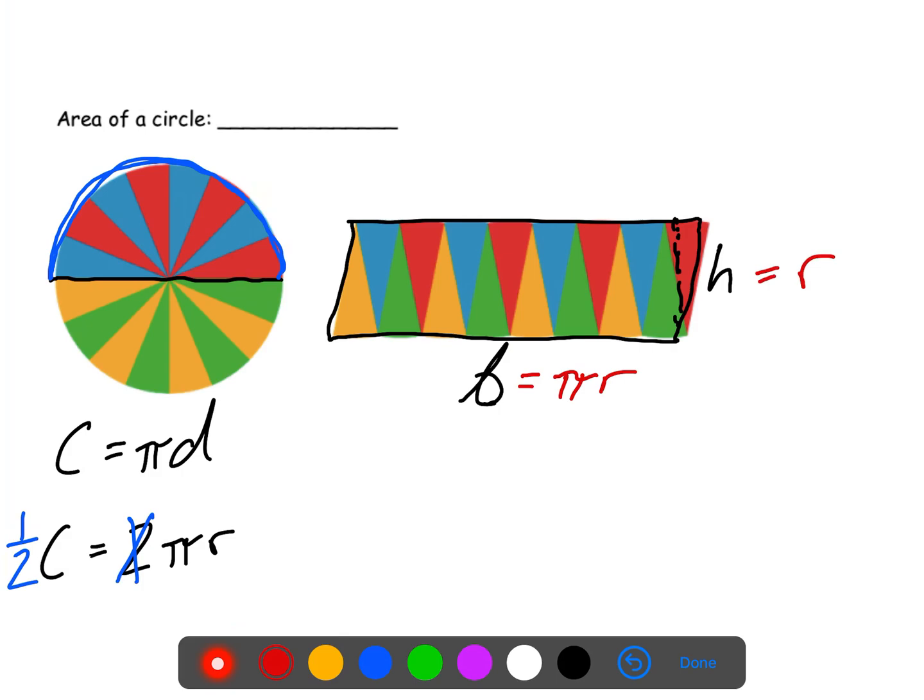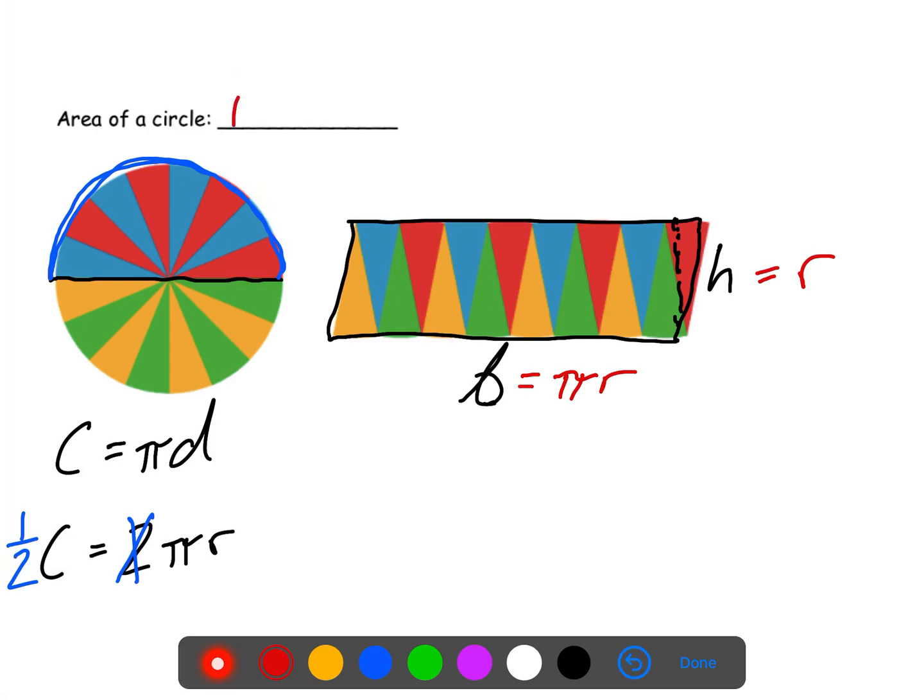Now, here's the cool part. Here's where our formula for the area of a circle comes from. Remember, if this was a parallelogram or a rectangle, we would just multiply these two measurements. So pi times radius is this one dimension. Radius is the other dimension. So our formula for the area of a circle is going to be pi times radius times radius.